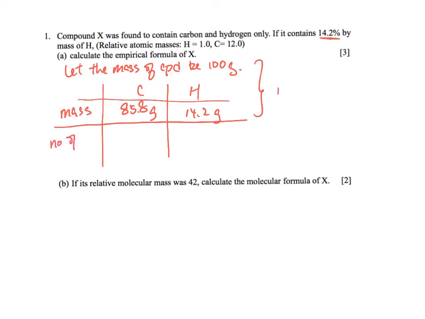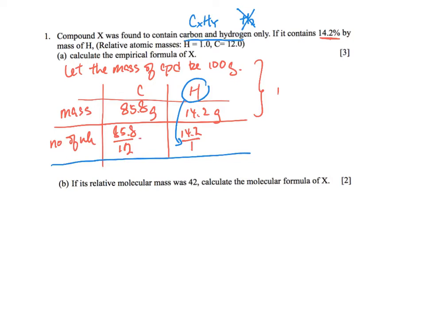And then number of mole. 85.8 divided by 12, while this one is divided by 1. Just to remind you, this one is H, this is not H2. Remember, inside this compound is CxHy. It is not H2. H2 is a molecule, quite stable in the atmosphere, but when it is in a compound, it's not necessarily 2. So if this one is H, then you divide it by 1 only, not 2.